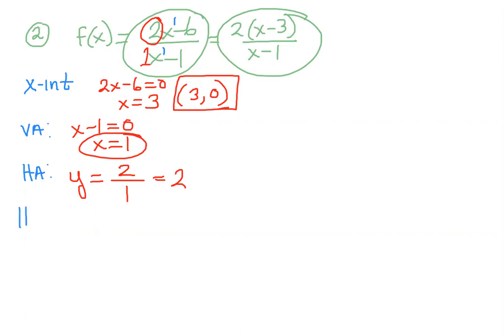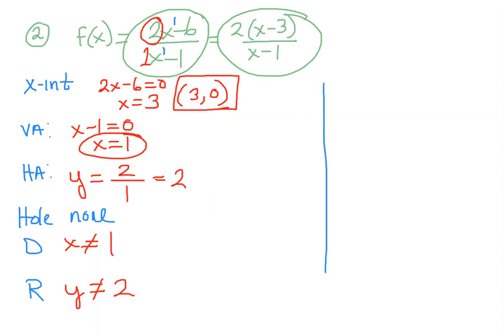The next thing are holes. There's none. We haven't gotten to those yet. And we got our domain and our range. Our domain goes with our vertical, and our range goes with our horizontal. Let's go ahead and graph this.